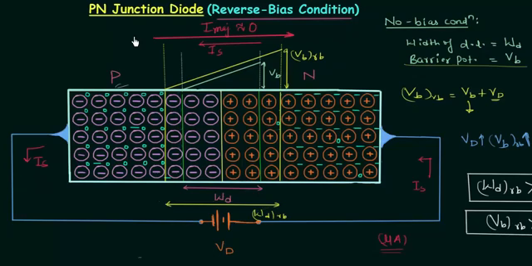This is all for this lecture. We have completed no bias condition, forward bias condition, and reverse bias condition of PN junction diode. In the next lecture, we will see the representation of PN junction diode. We will also discuss relation between diode current and diode voltage. So see you in the next one.